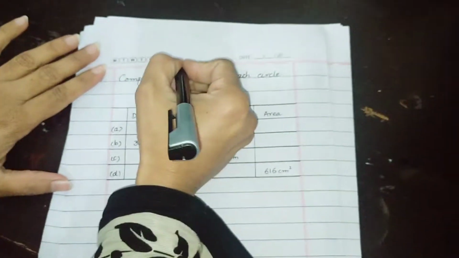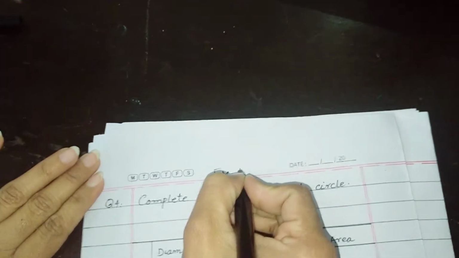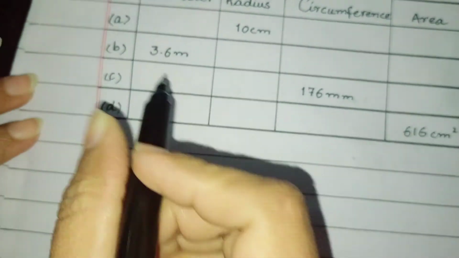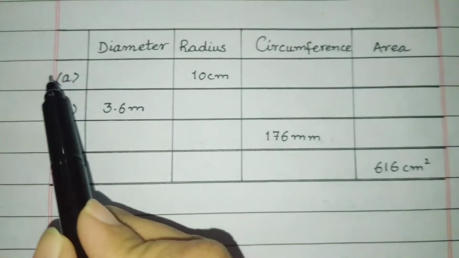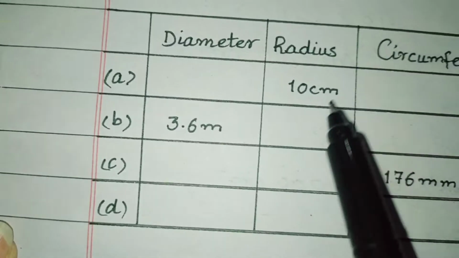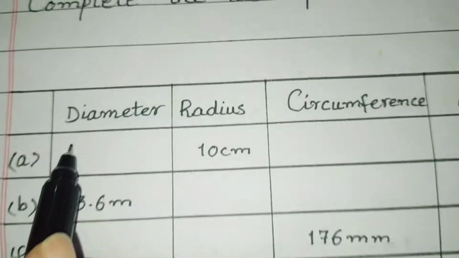Now we are going to solve question number 4 of exercise 7a. Question is, complete the table for each circle A, B, C and D. Here different measurements are given for each part. As you can see, in A part radius is given 10 centimeter and we have to find out the diameter.